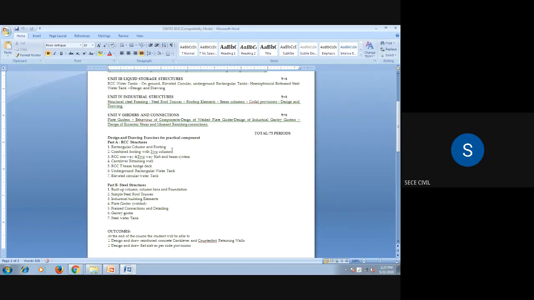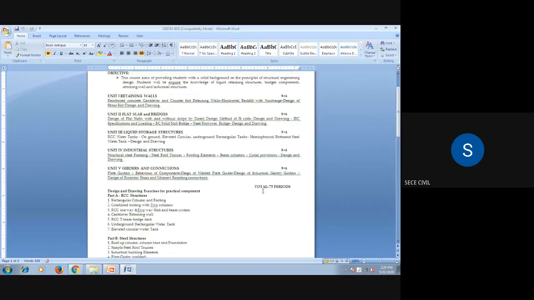The first one is rectangular column and footing, the second one is combined footing with two columns, and the third one is RCC one way two way slab beam system. Similarly, there are many experiments. In part B, it is about steel structures. The first experiment is built up column base and foundation. You have to design the built up column base and foundation, and after that you have to draw the reinforcement diagram also. Normally we draw the reinforcement diagrams in CAD software only. So totally there are 14 experiments.